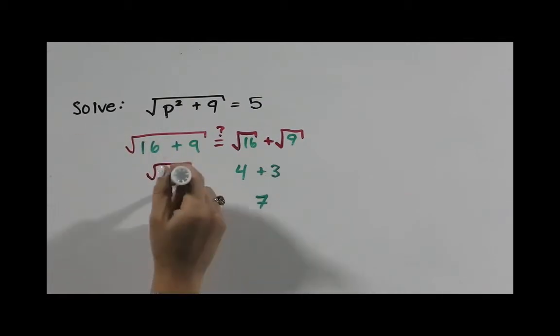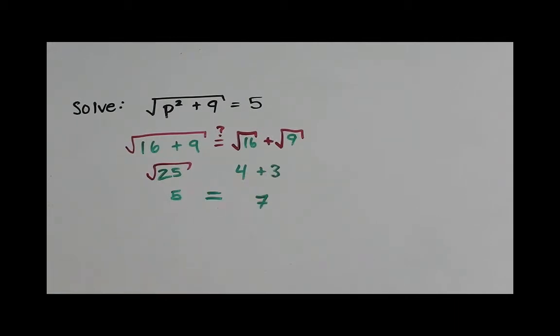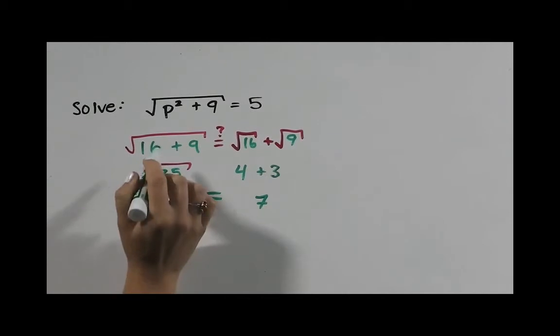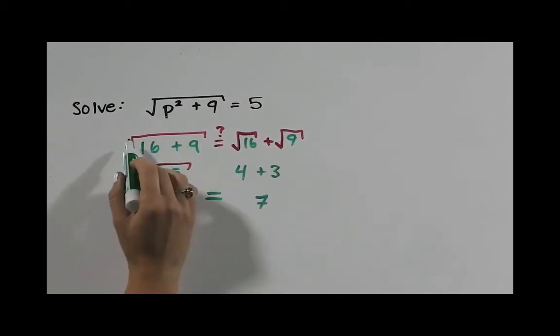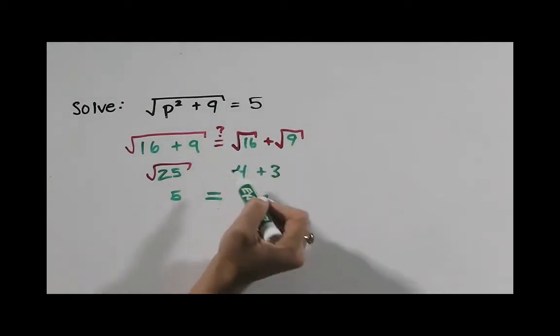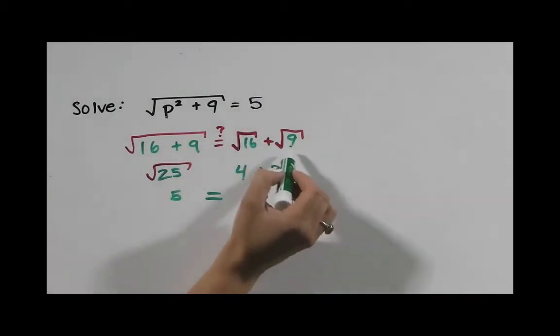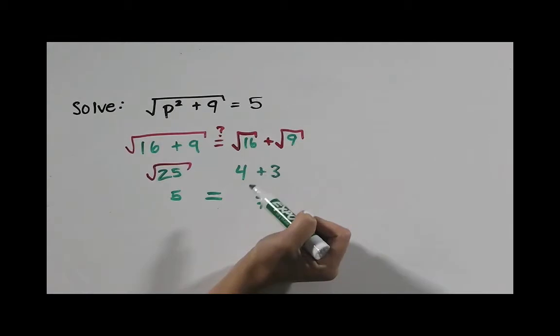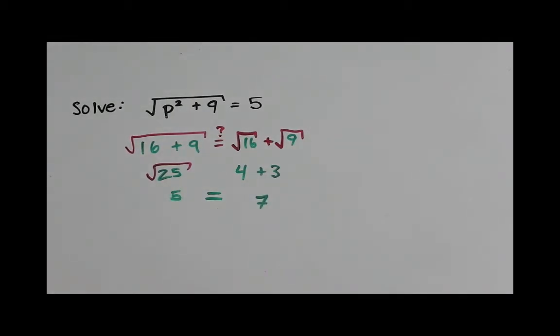But on this side, 16 plus 9 is 25, and the square root of that is 5. 5 does not equal 7, so this is a counterexample to the idea that the square root of a sum of two squares under the radical sign is equal to the square root of the first term plus the square root of the second term. Let's get back to our original equation.